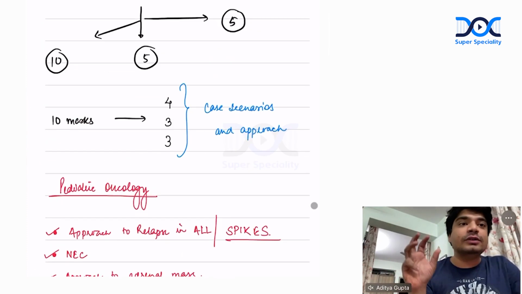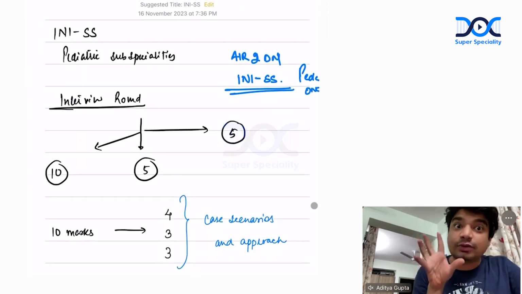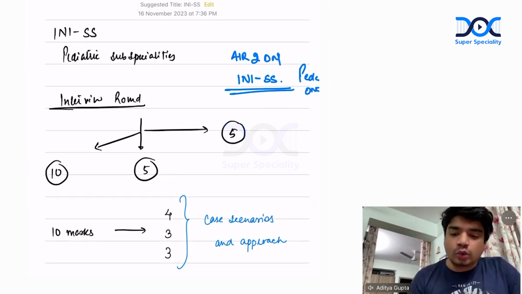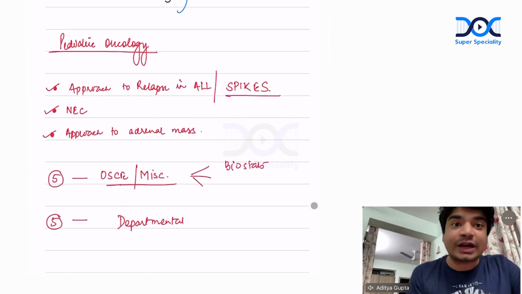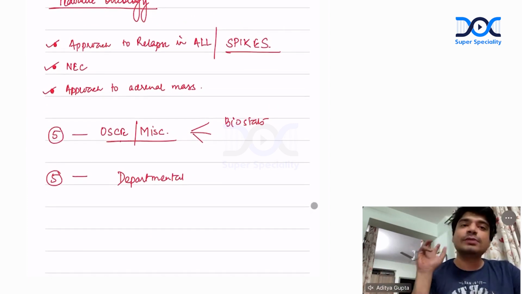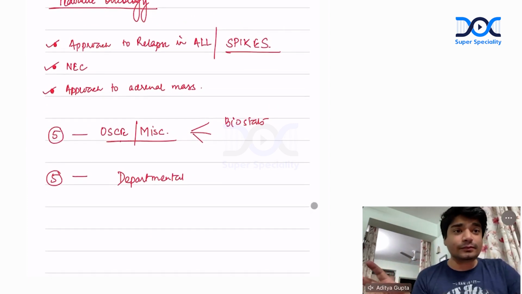But remember, out of these 20 marks, around 3 to 5 marks will be related to biostats. So do brush up your biostats. They are not too tough questions, but they're not easy questions either. You need to brush up your biostats. So this is how the interview is formatted.